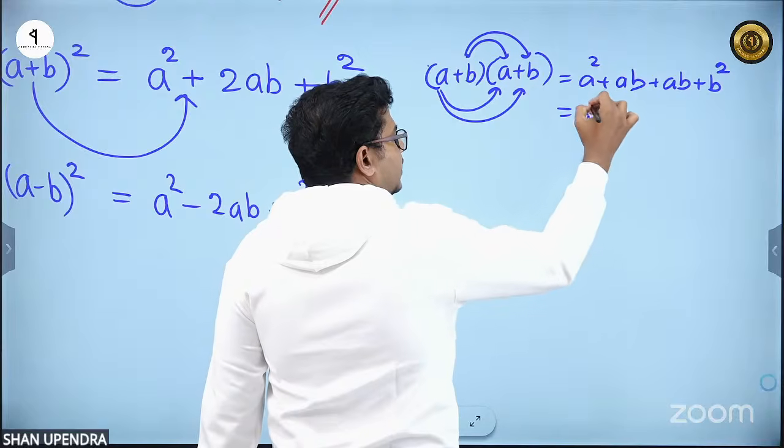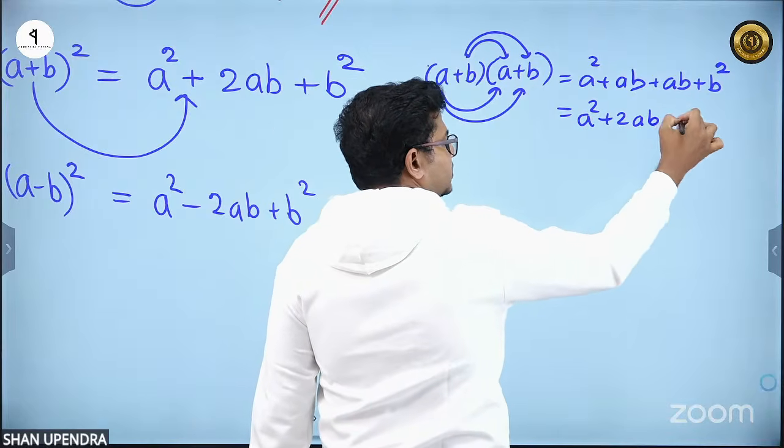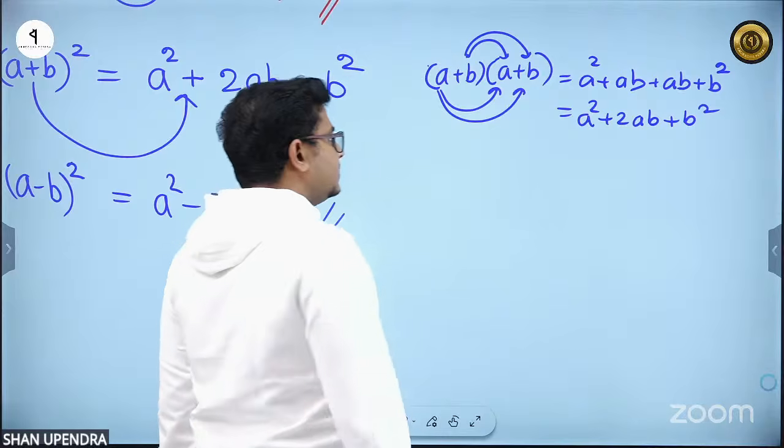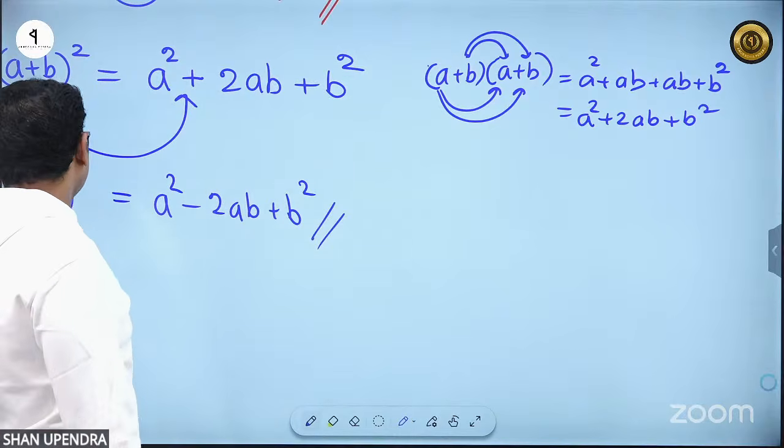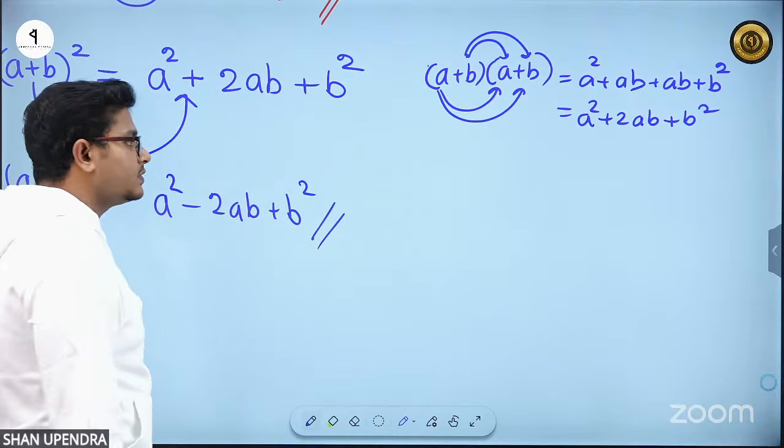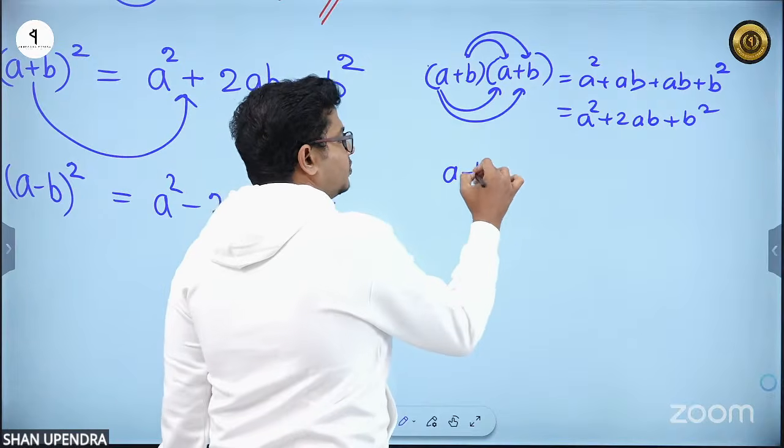Finally, you get a squared plus 2ab plus b squared. This is the expansion, the way to expand (a plus b) totally squared. Again, when you take (a minus b) totally squared, it is the same way.